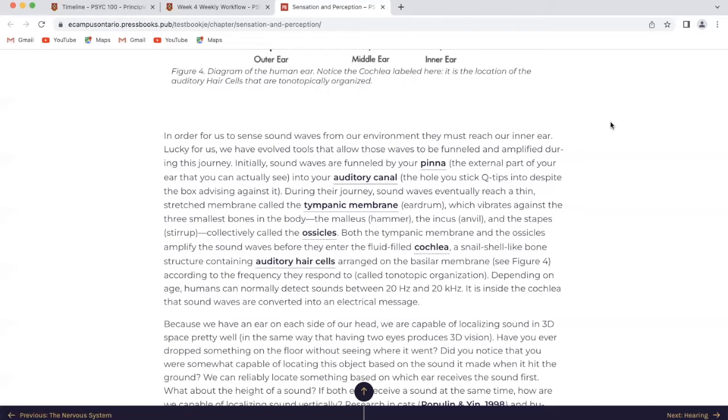Both the tympanic membrane and the ossicles amplify the sound waves before they enter the fluid-filled cochlea, a snail shell-like bone structure containing auditory hair cells arranged on the basilar membrane, according to the frequency they respond to. Depending on age, humans can normally detect sound between 20 Hz and 20 kHz. It is inside the cochlea that sound waves are converted into an electrical message.